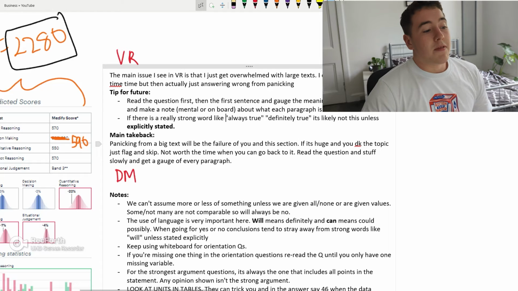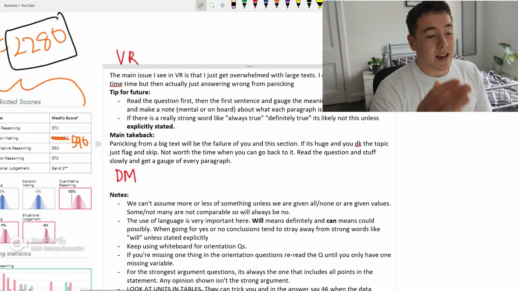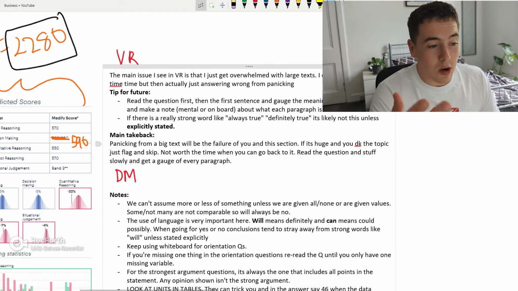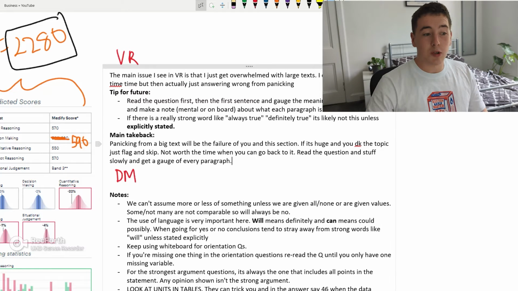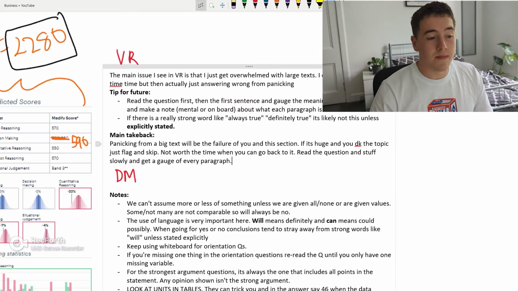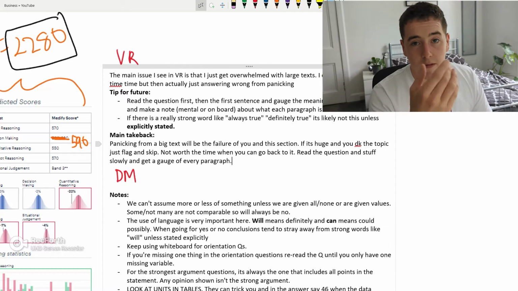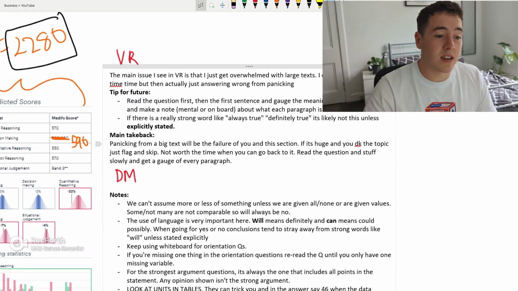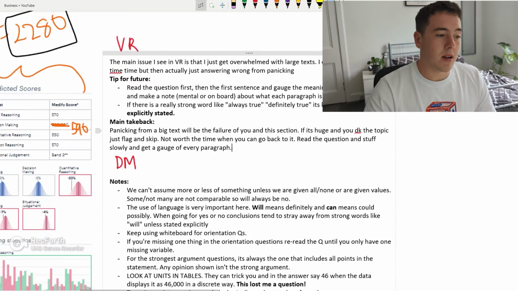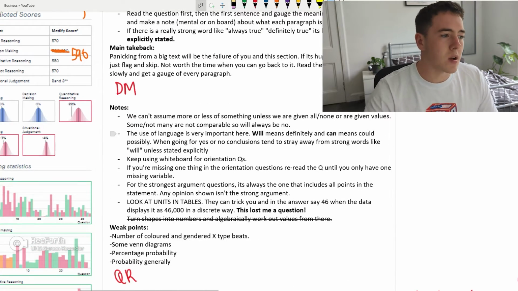The main takeaway I said from verbal reasoning was that panicking from a big text will be the failure of my UCAT score, and this section in general. If it's huge and I don't know the topic, just flag it and skip it. I've mentioned this in the previous verbal reasoning tips video, if you've seen that. It's not worth the time when you can go back to it, as I've said. Read the question slowly and get the gauge of every paragraph. Okay, on to decision making.